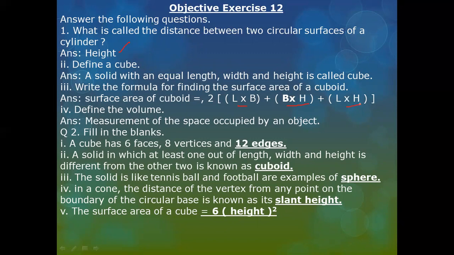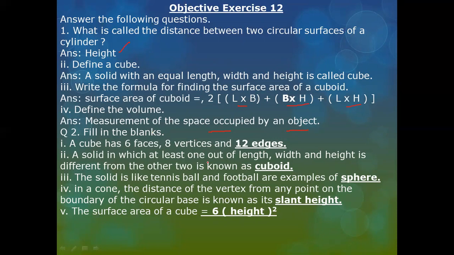Now define the volume. Volume is the space occupied by an object. It means the area or space occupied by an object. We call it the measurement of volume. Now here, volume is the measurement of the space occupied by an object. Fill in the blanks. In the first, a cube has 6 faces, 8 vertices, and 12 edges. 12 edges is the blank.